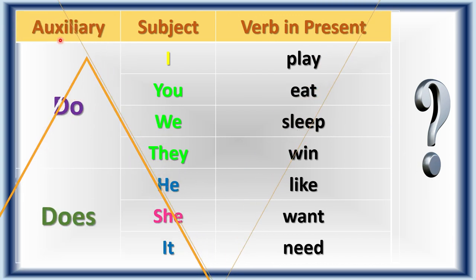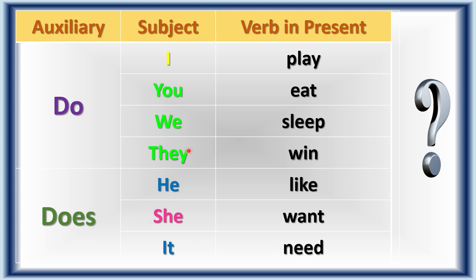Now, we have to check the auxiliary, subject, and verb in present. Now, we have to do the interrogative form. The auxiliary do or does is going to be first. Then our subject I, you, we and they, he, she, it, and the verb in present. Don't forget the question mark at the end. Here, for example, do I play? Do you eat? Do we sleep? Do they win? Does he like? Does she want? Does he need?